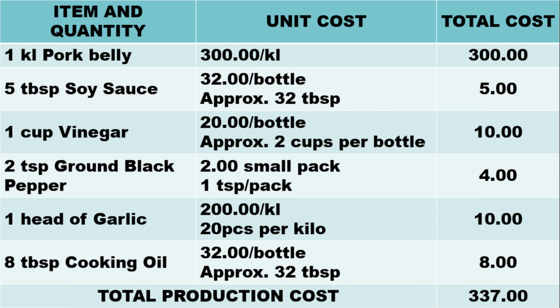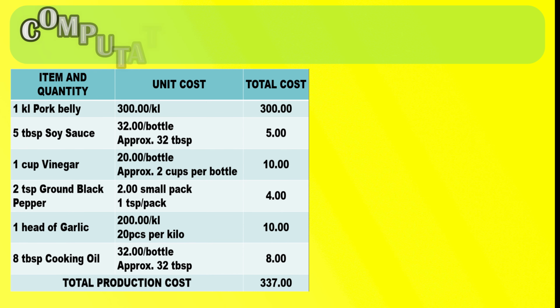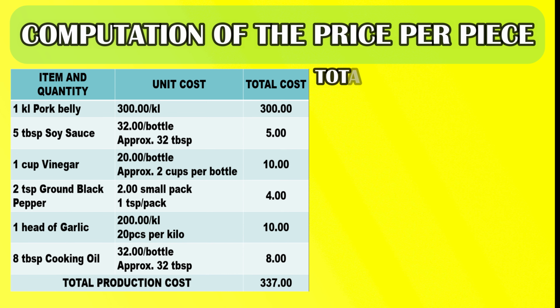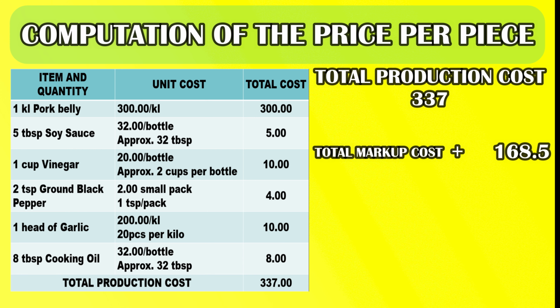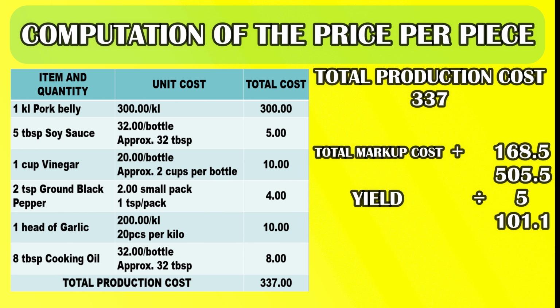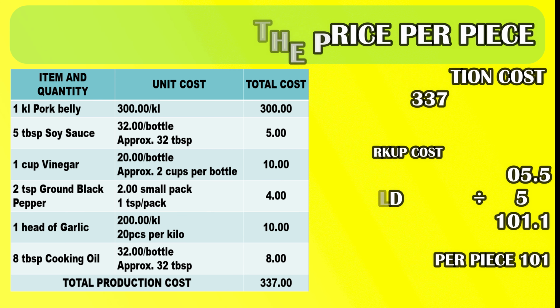If you're going to add the total cost of each ingredient, the total production cost is 337. The computation of the price per piece: total production cost is 337, the total markup cost is 168.5, equals 505.5, to be divided by 5, which is the yield or the servings, equals 101.1. So you're going to sell the adobo at 101 pesos.